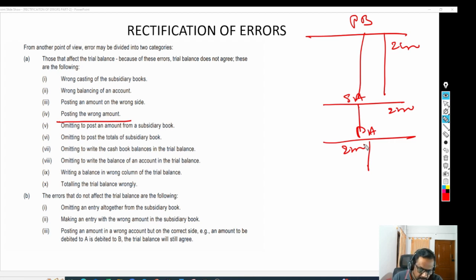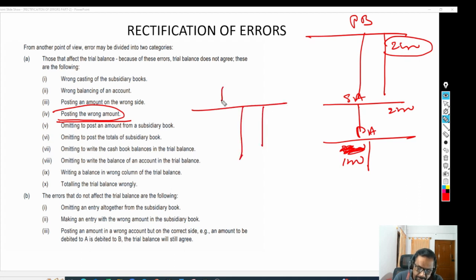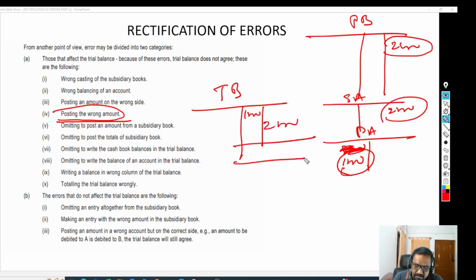But what did I do? Posting the wrong amount. Here, purchase book, it is 2000. While posting to purchase account, what I did is, instead of 2000, I posted 1000. Now I prepare trial balance. When I prepare trial balance, what will happen? Purchase account will be showing 1000 debit, 2000 supplier account will be credit, and now you see debit total is 1000, credit total is 2000. So this is not matching.